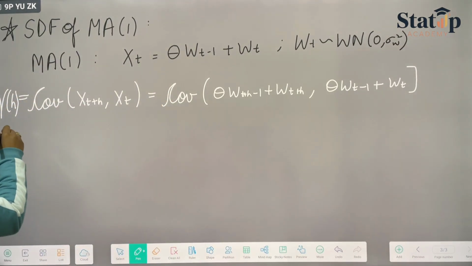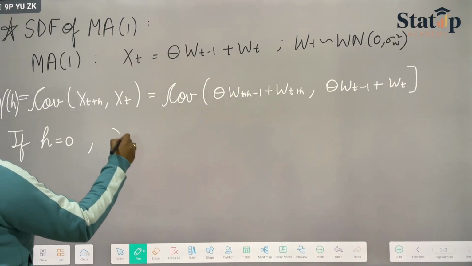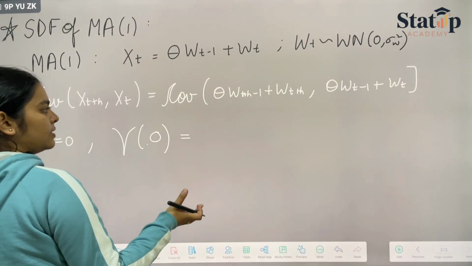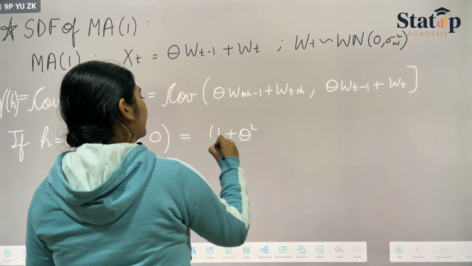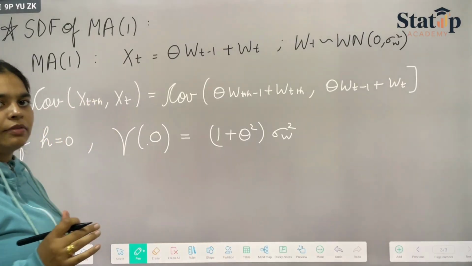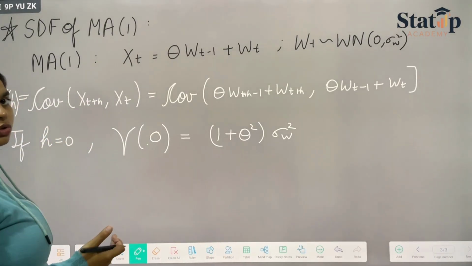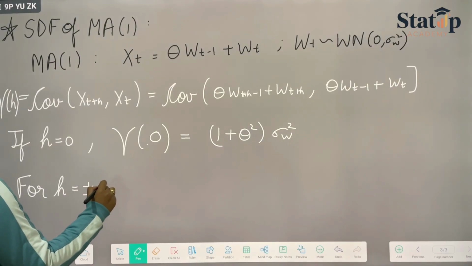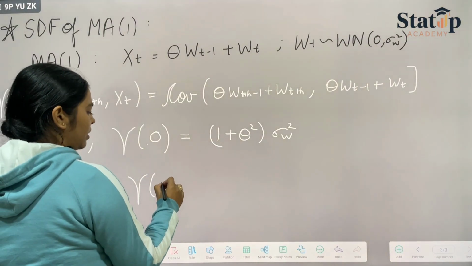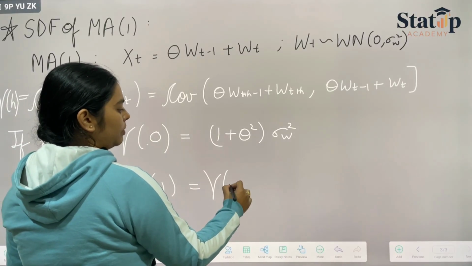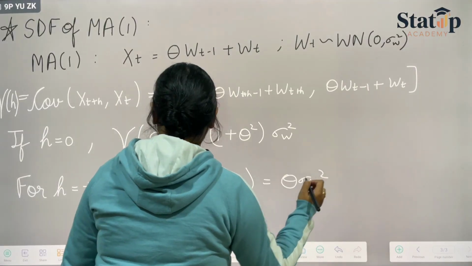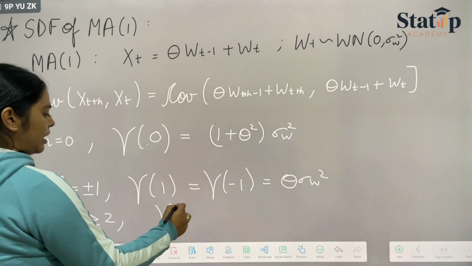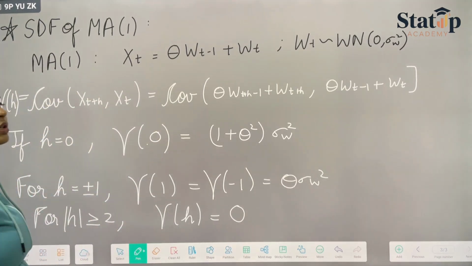This is the formula. Now if we take h equals 0, then gamma 0, the autocovariance with lag 0, would be (1 plus theta square) into sigma_w square. This we have done in the moving average model; I'm writing the direct result. If you are confused with the result, then you can rewatch that previous video. And for h equals plus or minus 1, gamma 1 equals gamma minus 1 equals theta sigma_w square. And for h greater than or equal to 2, gamma h would be equal to 0. So this was the autocovariance function.